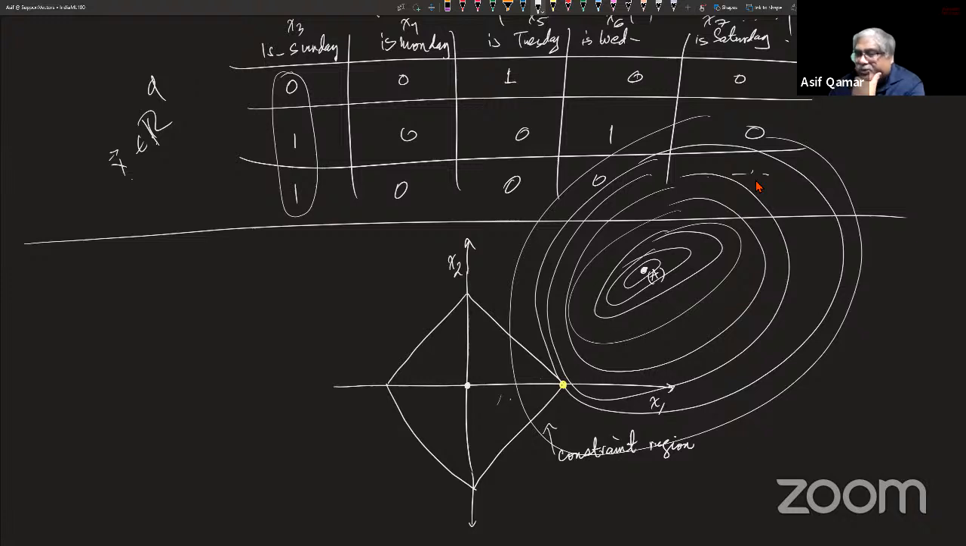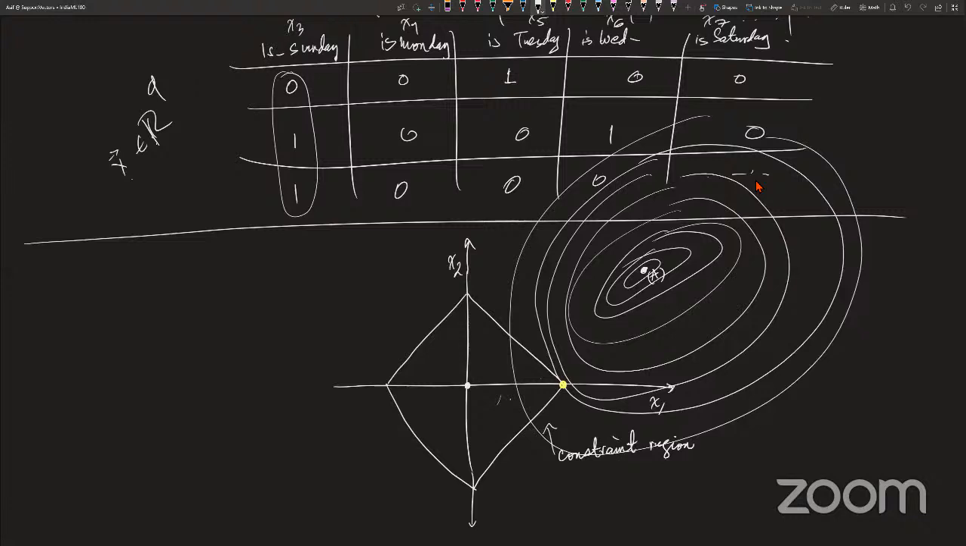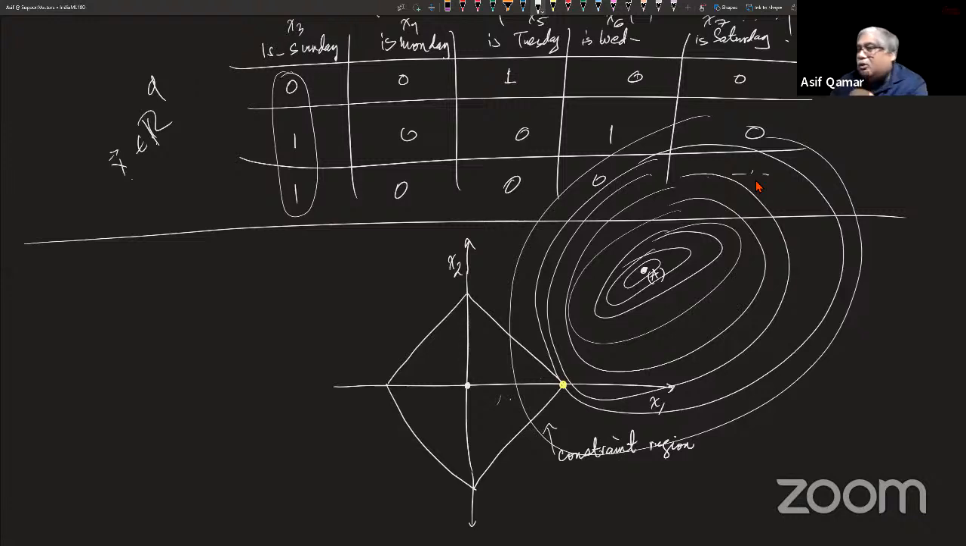At the yellow point, what is the value of x2? 0. So suppose x2 was the weight of the animal. What have you just found? You said that in the optimal solution, the weight is 0. Yeah, the weight doesn't matter. That feature has gotten eliminated.